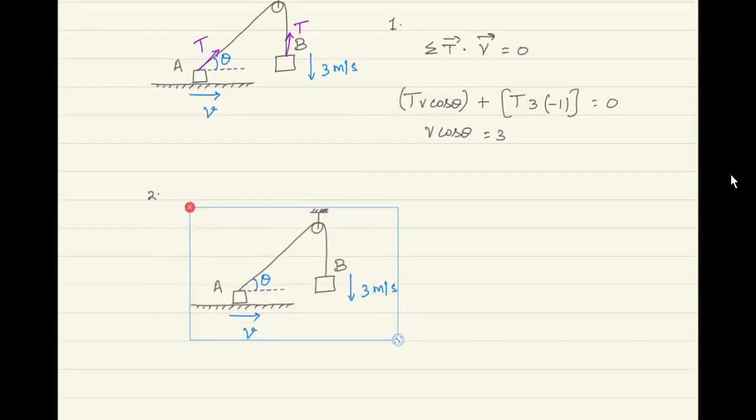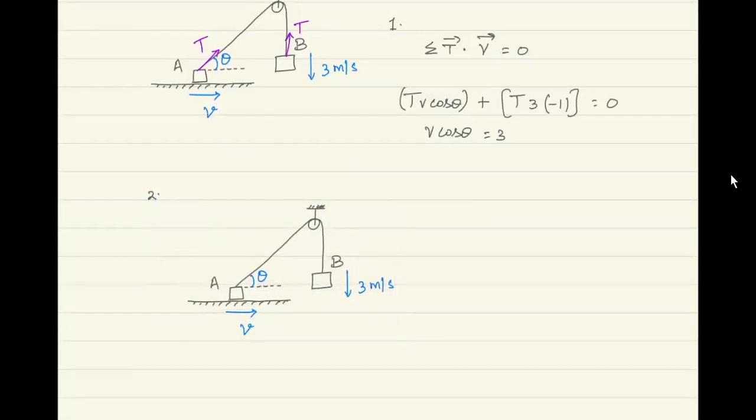Method 2 of relating. Take this length as L1 and this length as L2, and then you take dl1 by dt. dl1 by dt is going to be v cos theta. Now there is a big discussion behind this. In fact, dl1 by dt is not strictly v cos theta. You should be writing it like this: 0 minus v cos theta.